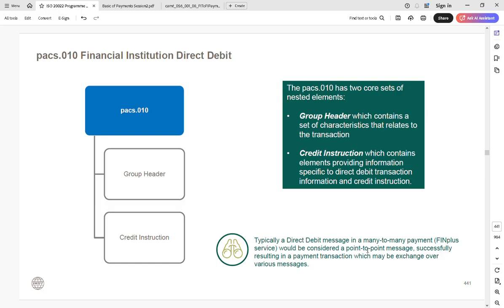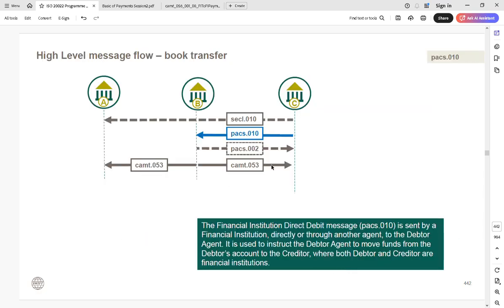Typically, a direct debit message is a many-to-many payment message. Okay, don't worry about this part. Let's see directly how this message is used here.